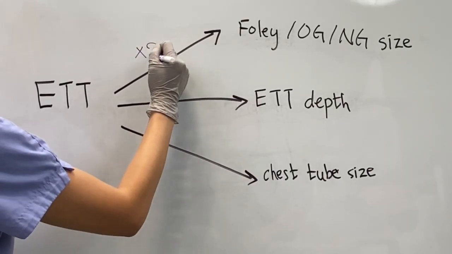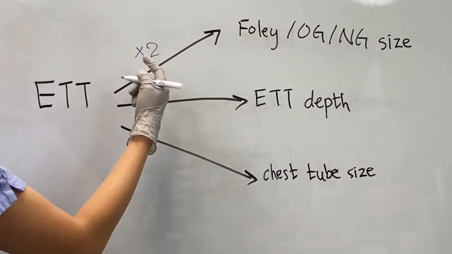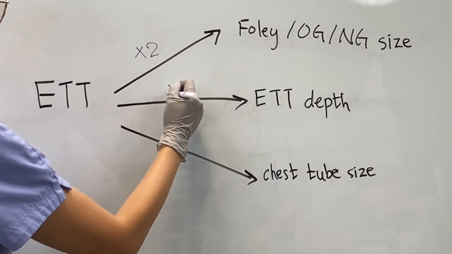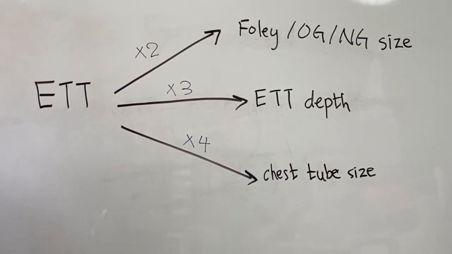ET tube size multiplied by 2 gives you the size for Foley, OG, and NG tubes. Multiplying by 3 will give you the depth of the ET tube. Multiplying by 4 gives the chest tube size.